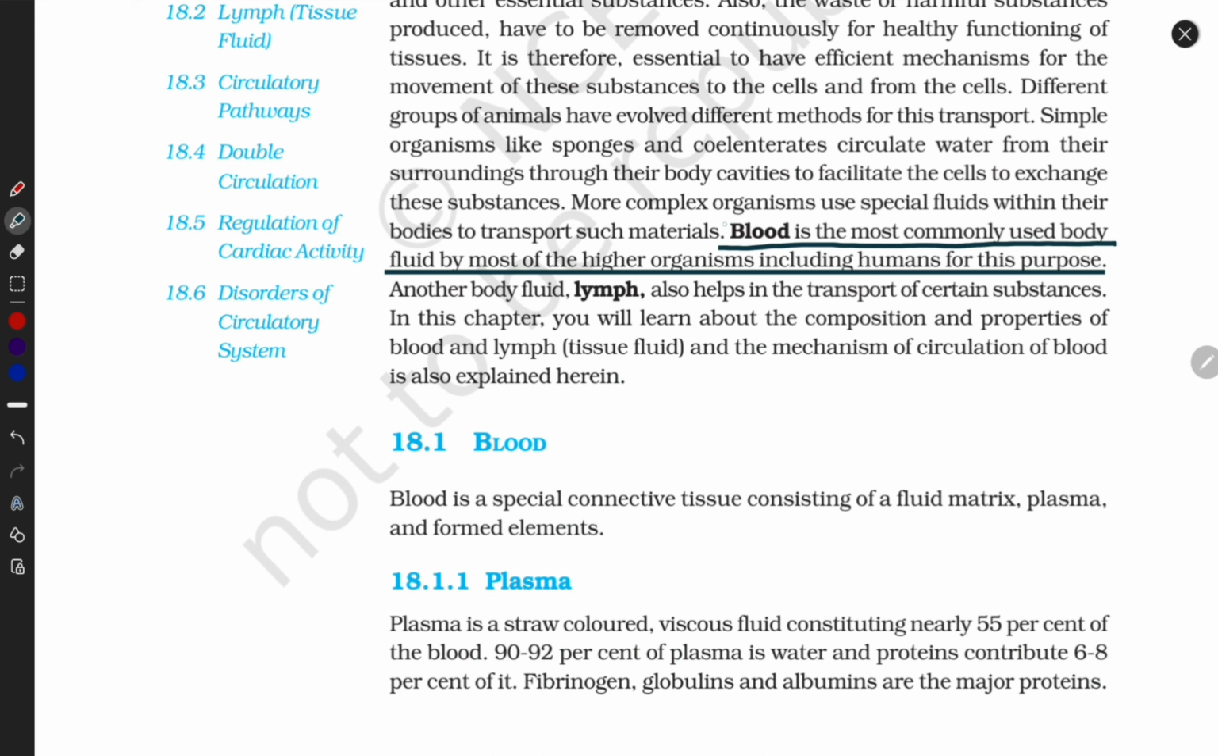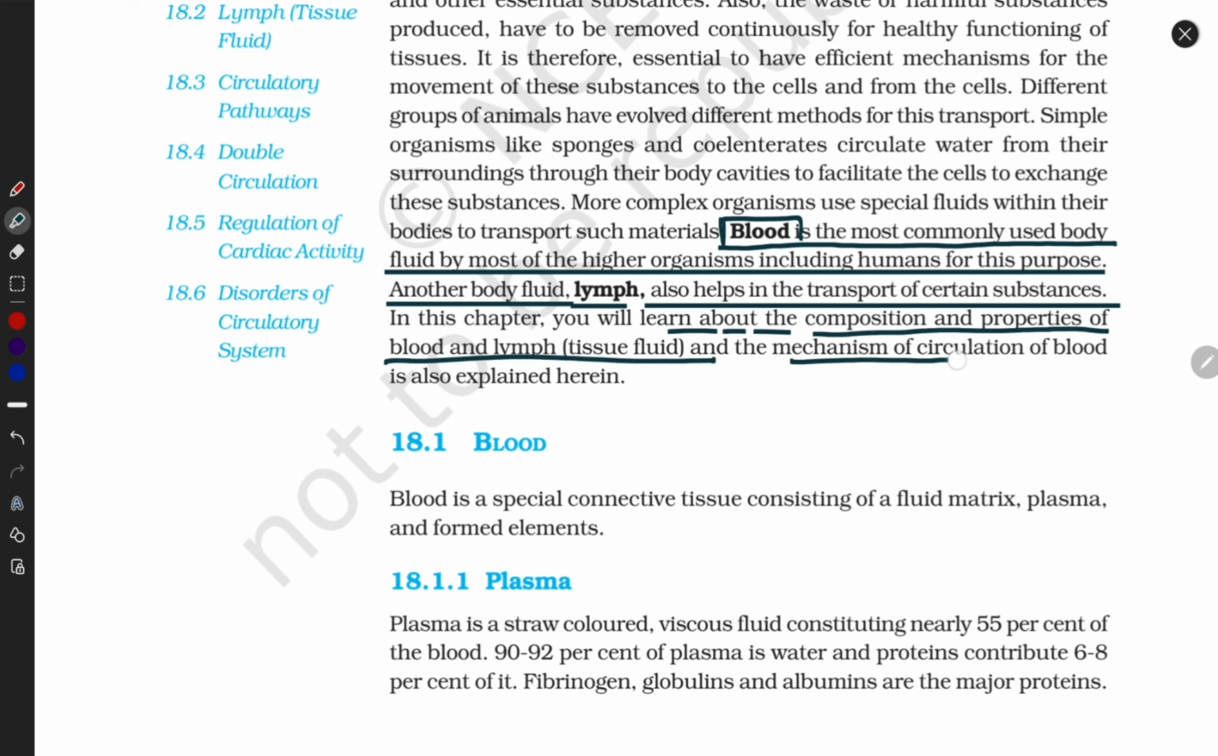Blood is the most common fluid, but another body fluid is also present, like lymph. What do they do? They also help in the transport of certain substances. So in this chapter, you will learn about the composition and properties of blood and lymph, and the mechanism of circulation of blood is also explained here. Let's start with blood.